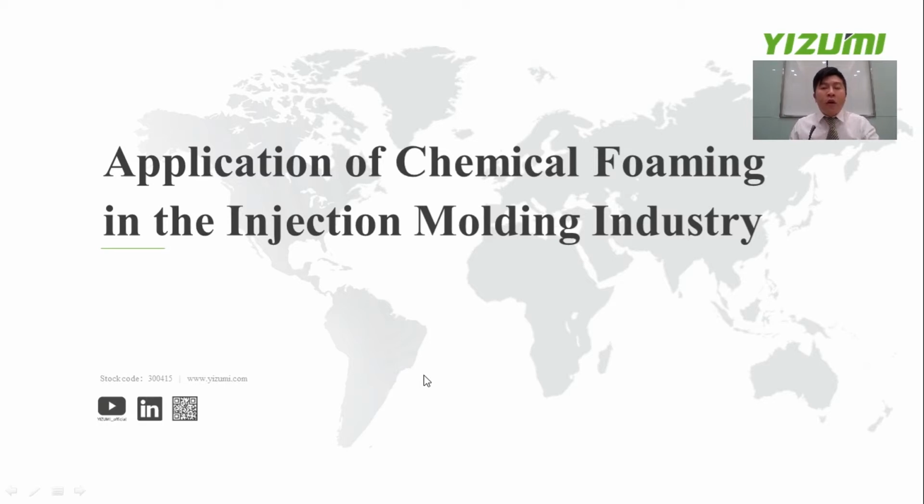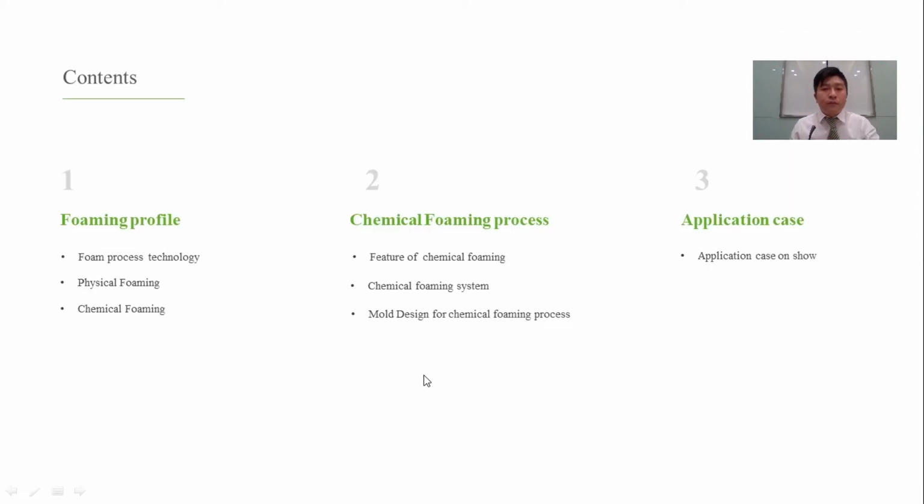Application of chemical forming in the injection molding industry. For this topic, there will be three parts. In the first part, I will give a brief introduction of the forming process. In the second part, we will focus on the chemical forming process. And the last one, we will see the application case on show.